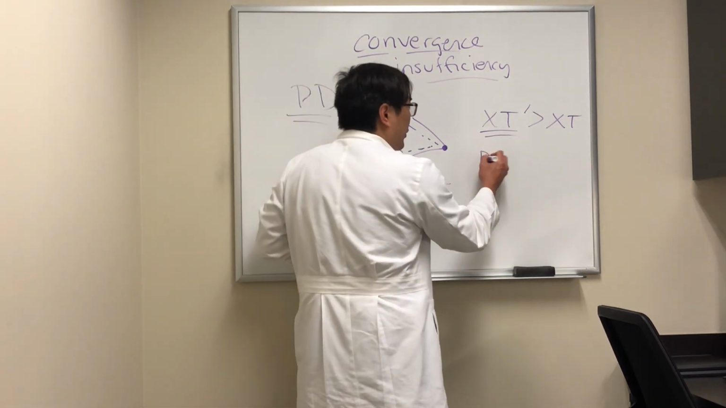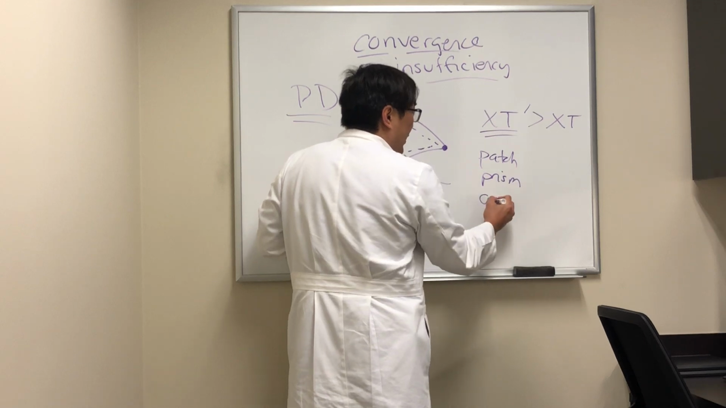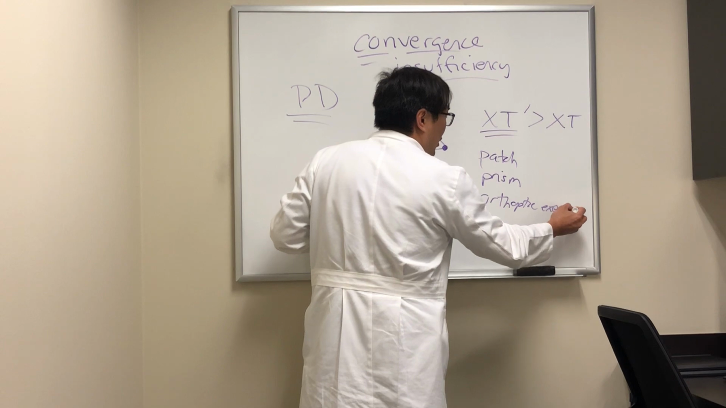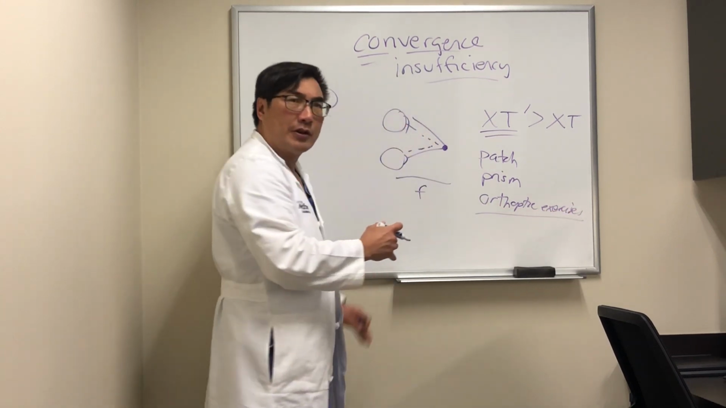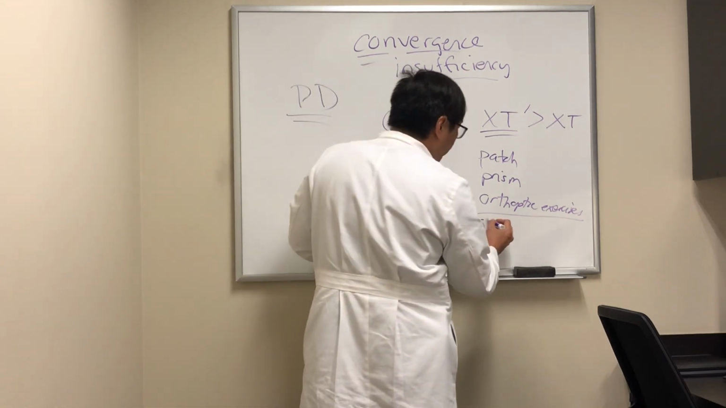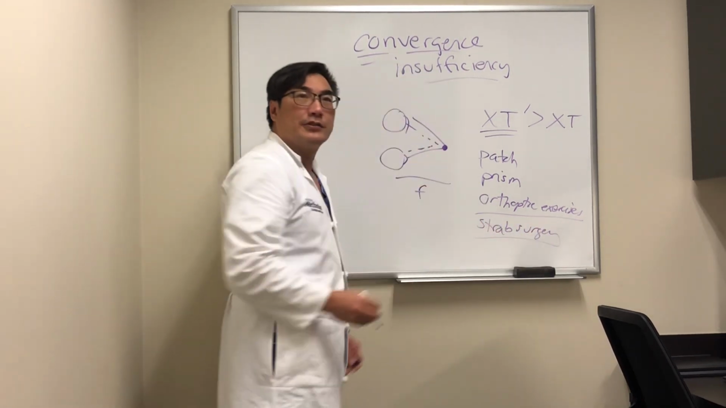The treatment, you could just wear a patch. We could use prism. We have orthoptic exercises, and the at-home versions are the pencil push-ups, but there's also computerized versions to get the convergence going. And if it doesn't work, strabismus surgery.